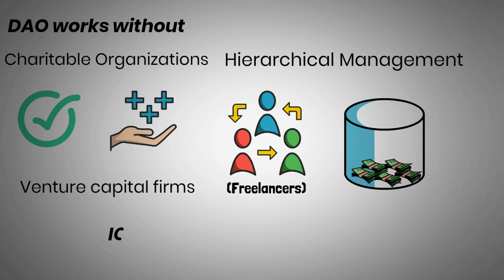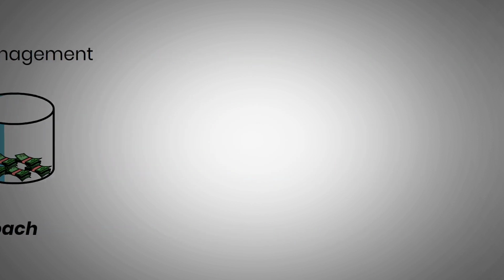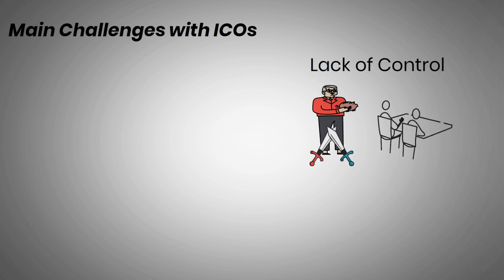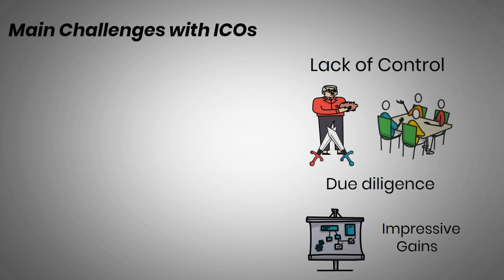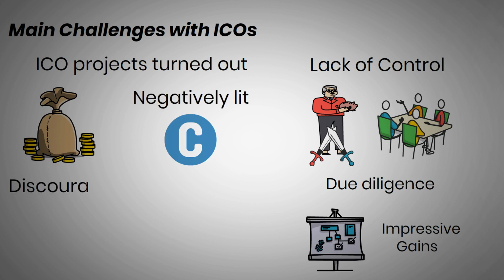On the other hand, an ICO is an unregulated approach to crowdsourcing funds from retail investors. The main challenges with ICOs concern the lack of control and investor protections. Project teams were not subject to any due diligence, without any control mechanisms. Pretty much any ICO project could promise impressive gains, and many did. Numerous ICO projects turned out to be quick money grabs, or worse, outright scams. They also negatively impacted the crypto industry and discouraged many new investors from hopping on board.